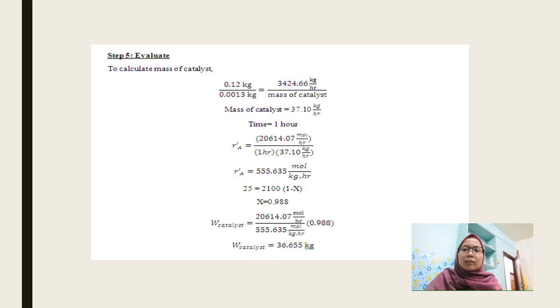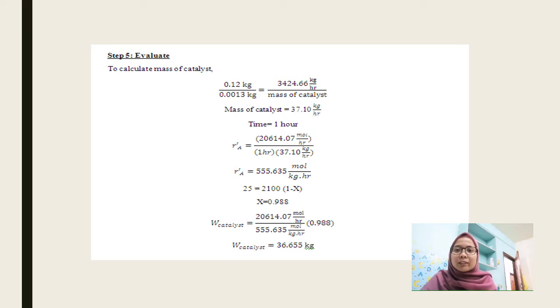Then we evaluate all the information that we have. First, we find the mass of the catalyst by using a ratio. We have the mass of the CTA over the mass of catalyst. Then we have the mass of CTA from the question, which is 30,000 tons per year, and we divide it by the mass of the catalyst. We use a ratio to find the mass of catalyst, which is 37.10 kg per hour.